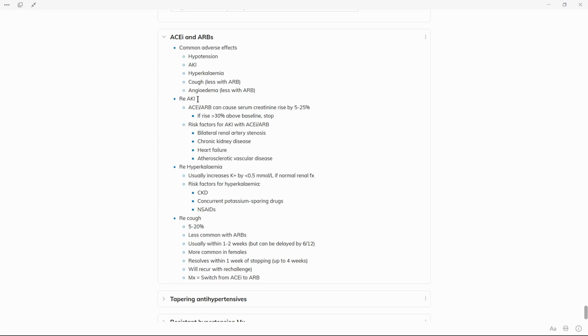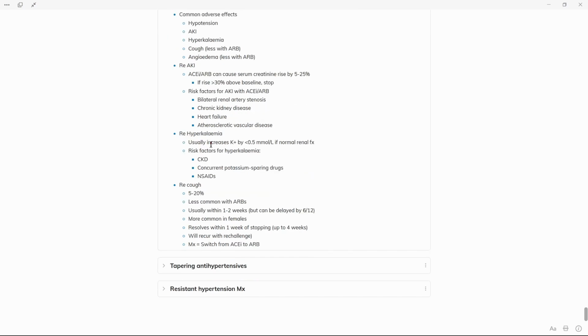Regarding acute kidney injury, an ACE inhibitor and ARB can cause serum creatinine to rise by 5 to 25%. If it rises above 30% more than baseline, then we stop. And the risk factors for developing AKI with an ACE inhibitor or an ARB are bilateral renal artery stenosis, and so these are usually patients with quite severe atherosclerotic vascular disease. The patient has chronic kidney disease, heart failure, or if they're using other nephrotoxics.